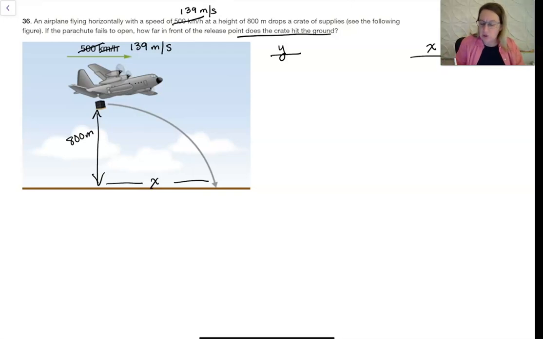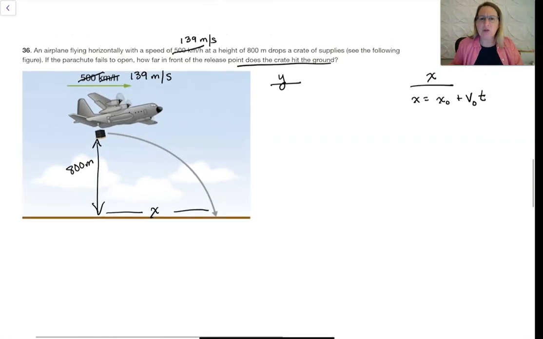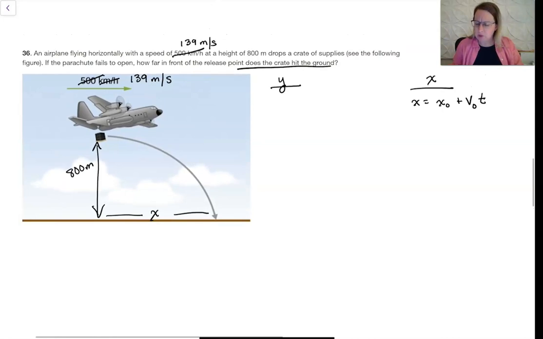So the x direction, we want to find x, and we can say x is equal to x0 plus v naught t. There's no acceleration in the x direction. So let me slide this down just a little bit so you can see that. So x is equal to x naught plus v naught t. There's no acceleration in the x direction, so that's the full equation there.